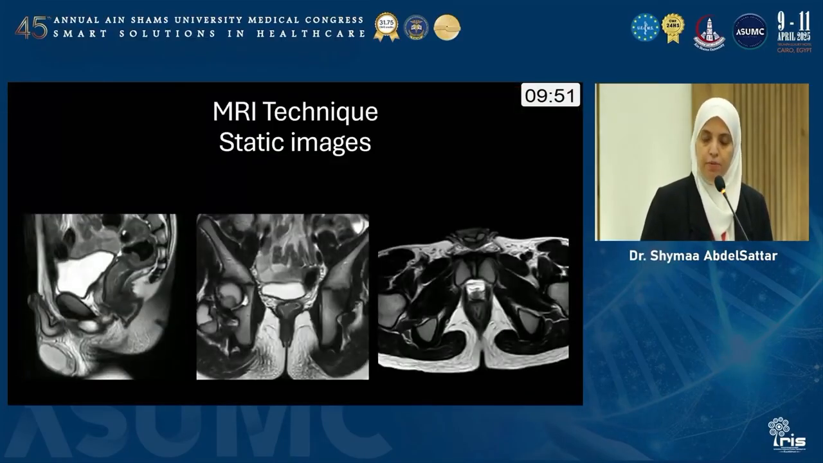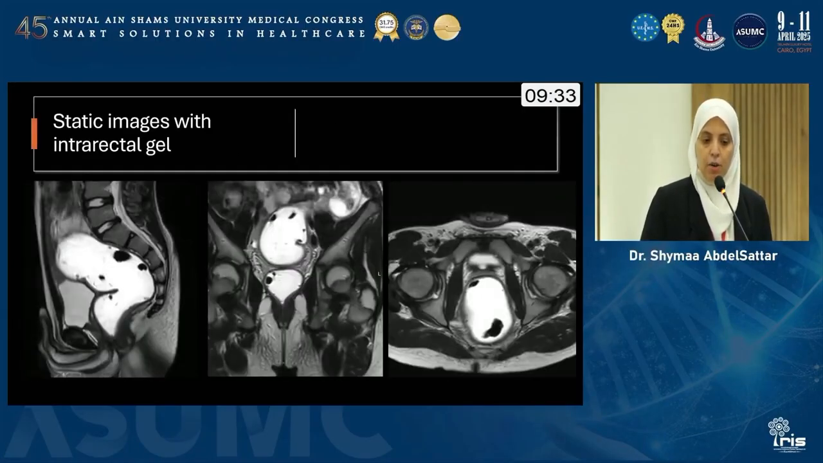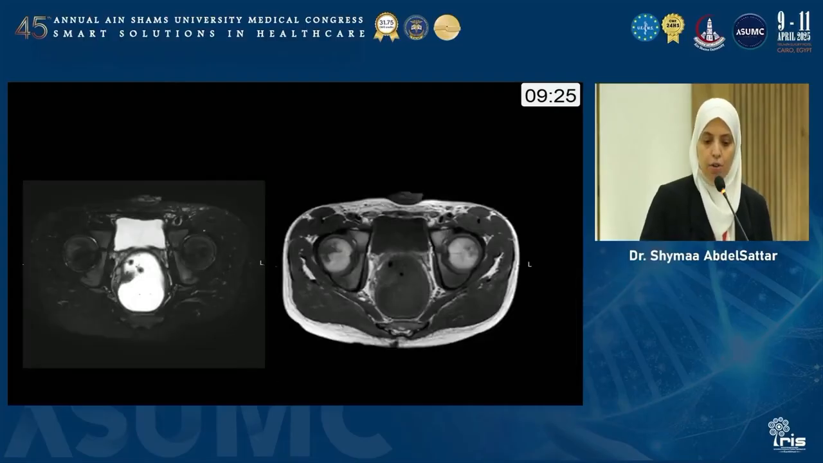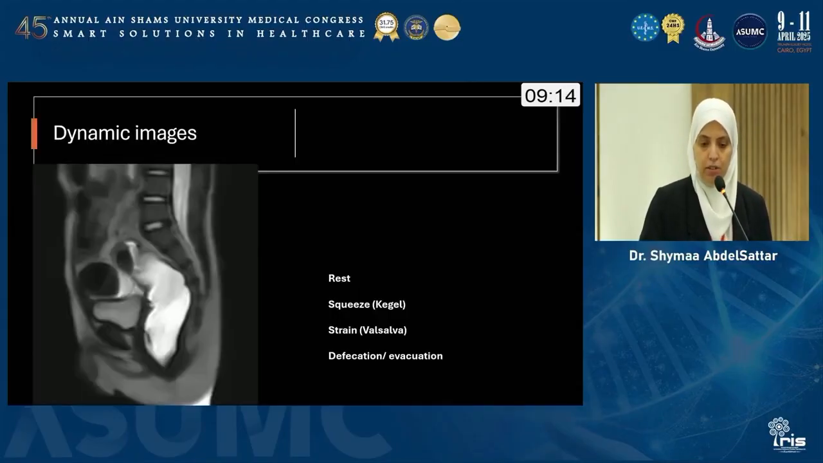These are the static images before injection of the rectal gel. We can see here the sagittal, coronal, and axial sections to demonstrate the MRI anatomy of the pelvic floor muscles and figure out any abnormalities or any mass lesions present in the pelvis. Also, static images are acquired after intrarectal gel injection in the same planes, sagittal, coronal, and axial. Also, axial STIR T2 fat suppression sequence and axial T1 are acquired to characterize any associated pathologies that could be encountered.